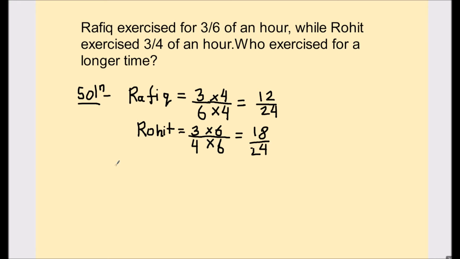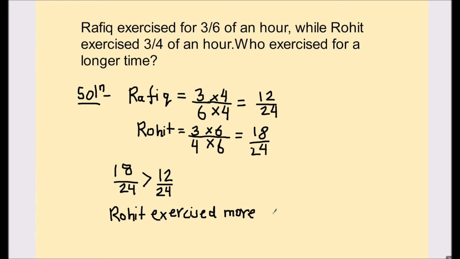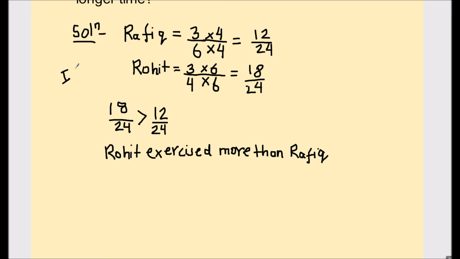Now we can compare the two fractions. We can easily see that 18 by 24 is greater than 12 by 24. So Rohit exercised more than Rafiq. This was one method to find the answer to this question. Another method is simpler and is a shortcut method.